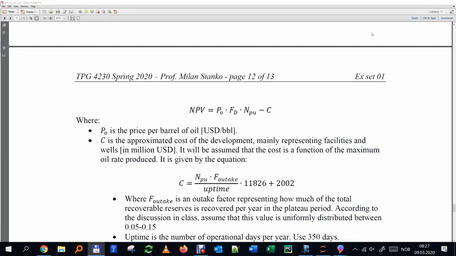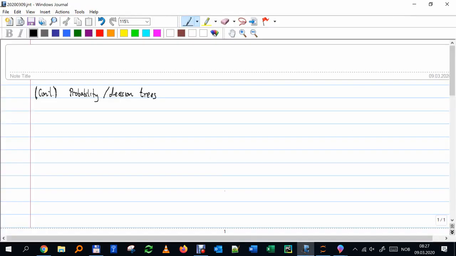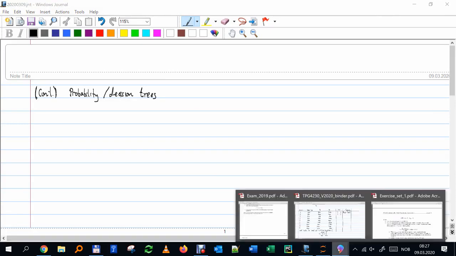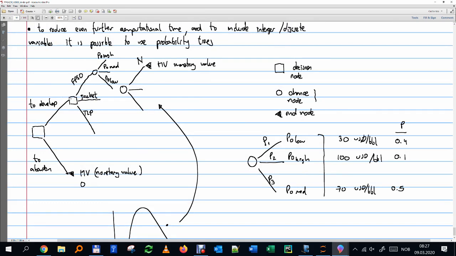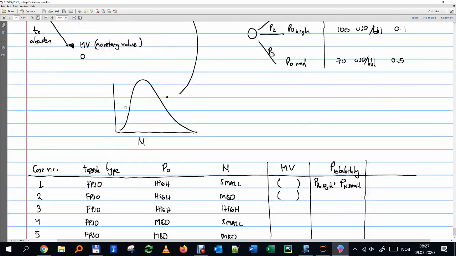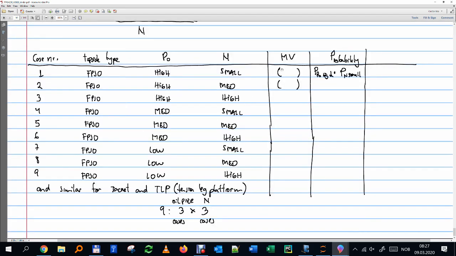So I can assign a value to each path. This is a path: I go develop, FPSO, high price, and then N, for example, which is high. I should copy and paste this many times, at the end of each branch. But I can calculate the value.